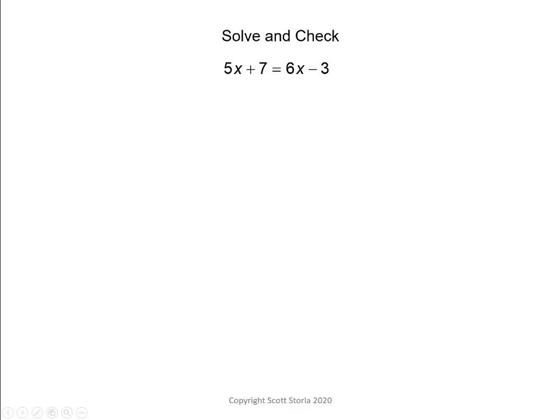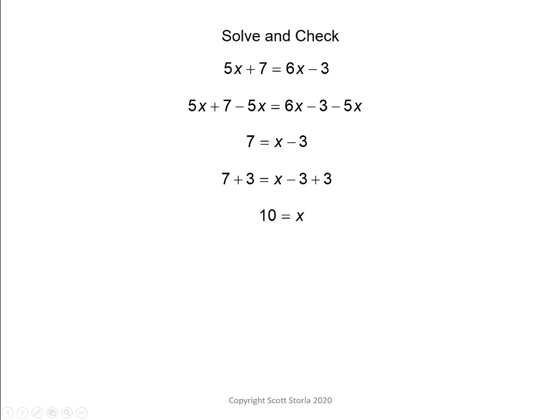Try this one. This time, my right variable term has the greater coefficient, so I'm going to subtract 5x from the left, and I'm going to subtract 5x from the right. Last, I'll add 3 to both expressions. And simplify.